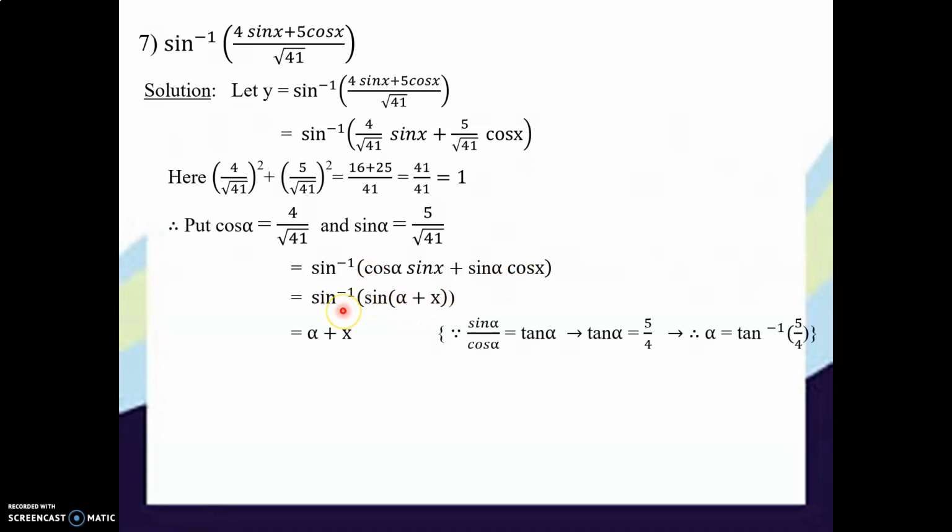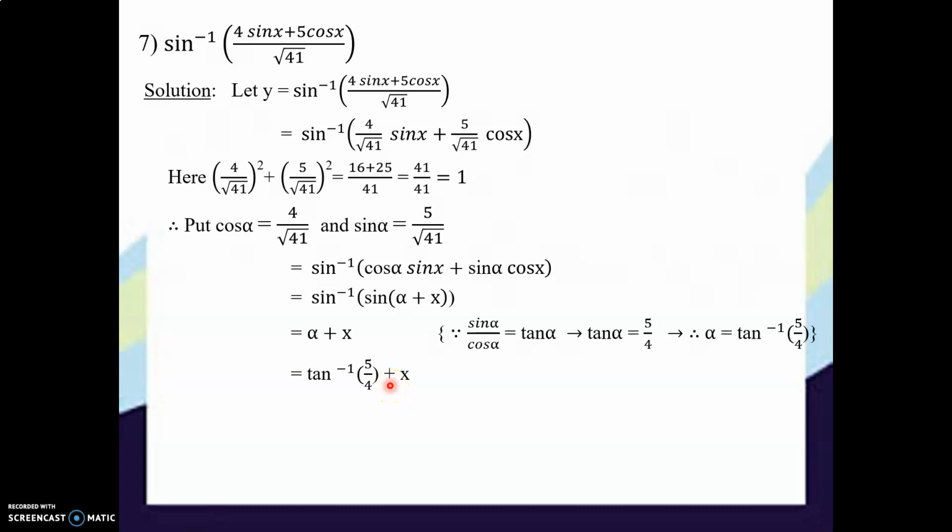Now both the functions are sine, so inverse function and sine cancel. So you'll get y is equal to alpha plus x. Here you have to substitute the value for alpha, because we gave the substitution in terms of alpha. So sin alpha upon cos alpha is equal to 5 upon root 41 upon 4 upon root 41. The denominators cancel, so you will get 5 upon 4 as the answer for tan alpha. Therefore, alpha is equal to tan inverse of 5 upon 4. Substituting this value in place of alpha, this term will become tan inverse of 5 upon 4 plus x.